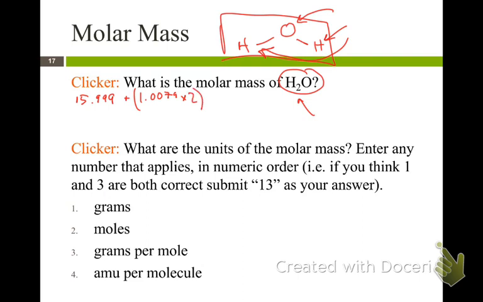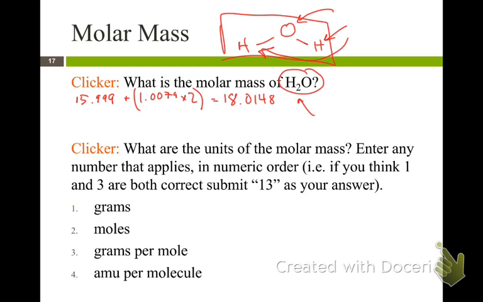And so when we add together those numbers, if we're being very accurate, we are going to get 18.0148. That is the molar mass of water. So the second part is, what are the units? Go ahead and make sure you answer that before you listen to my description.